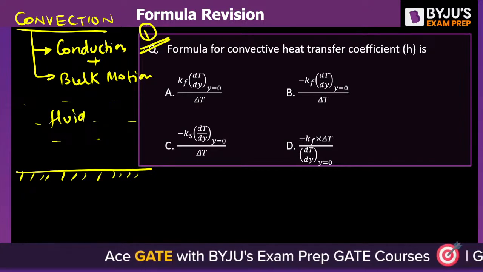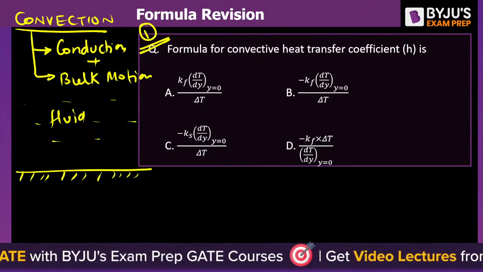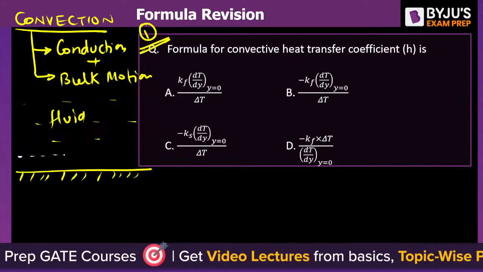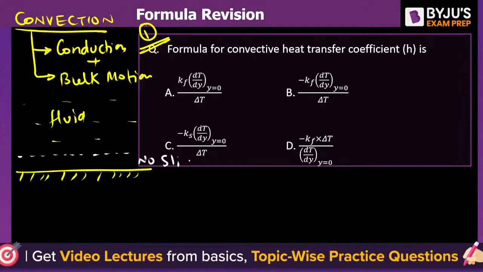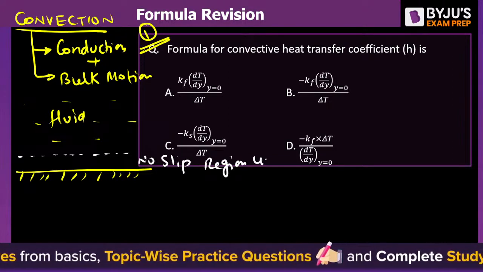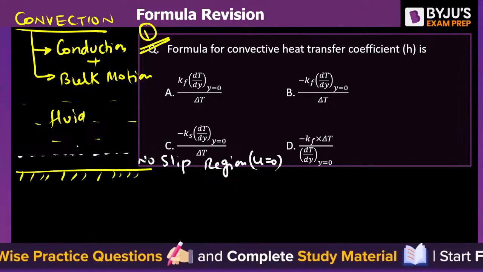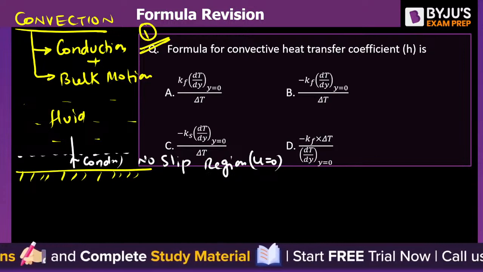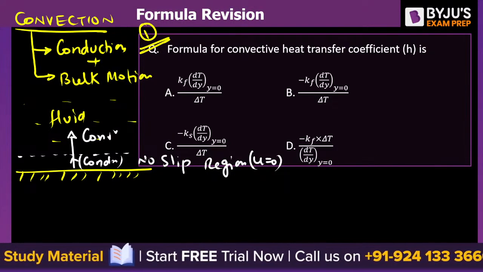There is a thin region near the surface where the velocity is the same as the surface velocity. This region is called the no slip region. In the no slip region, because the fluid motion is 0, the velocity of the fluid is the same as the velocity of the surface. So the mode of heat transfer will be conduction in the no slip region, and in the bulk fluid the mode of heat transfer will be convection.